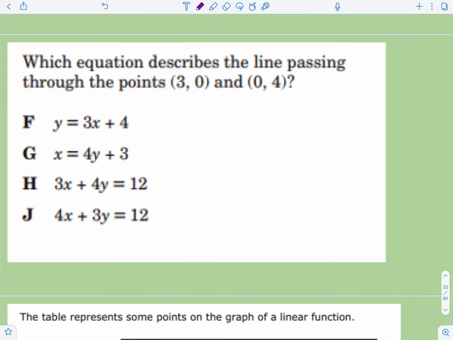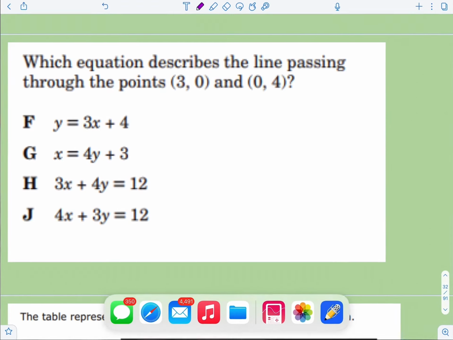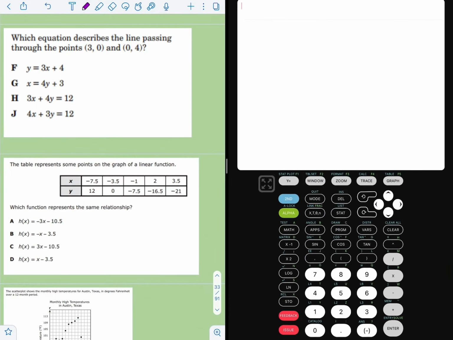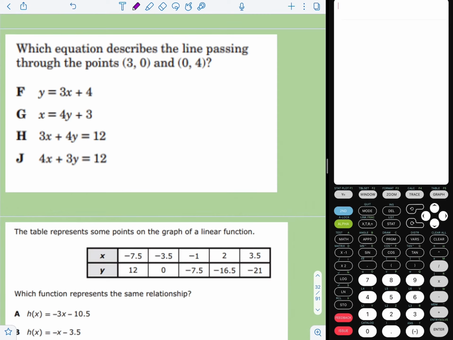Here it says which equation describes the line passing through the points (3, 0) and (0, 4). There are a couple of ways we could look at this. We can go to our calculator and go to Stat, Edit, and plug in for X for our L1, 3, and then 0. And then for L2, type in our y's, which is 0, 4.